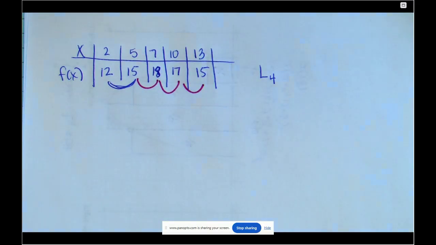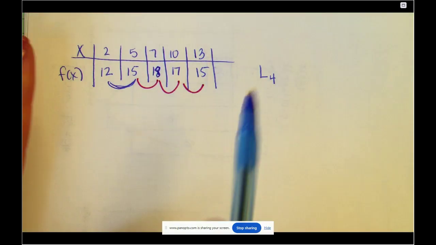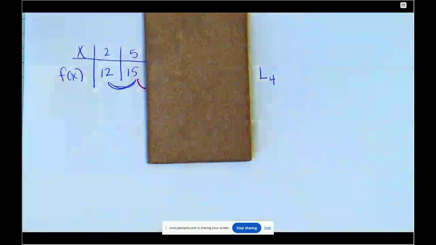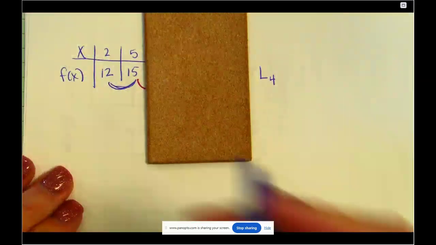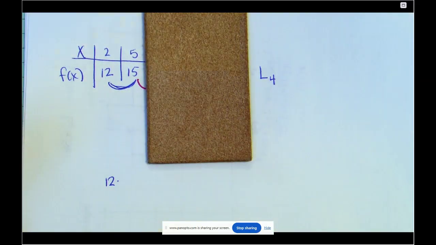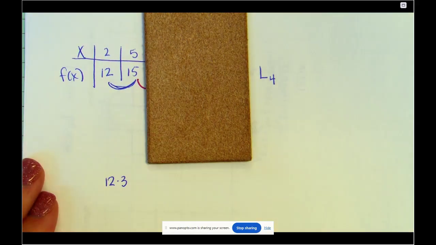If we're doing L sub 4, then our height comes from the left side of the interval. So on the interval from 2 to 5, which number is on the left? 12. 2 is the x value, 12 is the y value, right? So it's the y value of 12 that we're going to use. That's our height because it's coming from the left side of the interval. And then what multiplied by the width? What's the width of this? 3. So 12 times 3 would be the estimate of the area for our first rectangle.